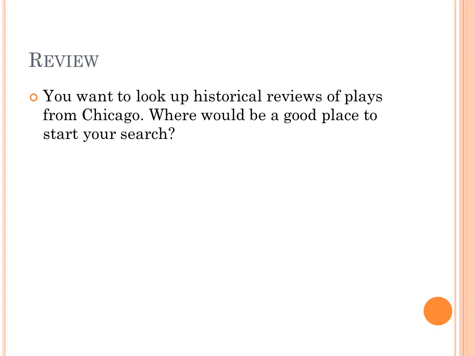Review. You want to look up historical reviews of plays from Chicago. Where would be a good place to start your search? A good place to start would be to go to the library catalog and look up different newspapers from Chicago. We have the Chicago Tribune available on microfilm. Then, you would limit your search by selecting the appropriate date that you would like to get the newspaper from, and start scanning the microfilm.